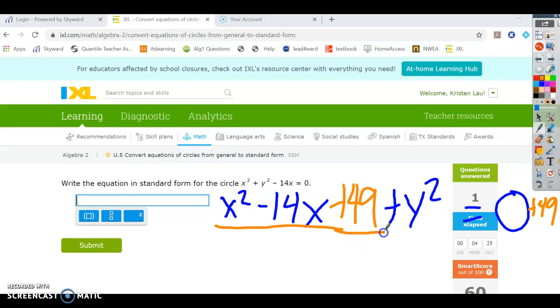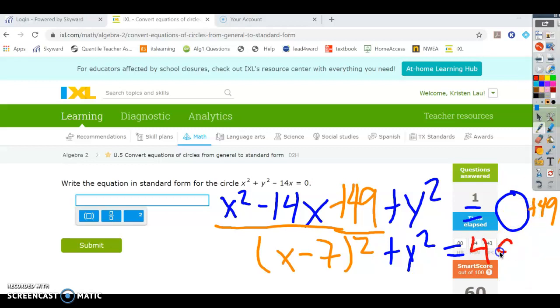So when I factor x squared minus 14x plus 49, that's going to be x minus 7 squared. And then I didn't do anything to the y squared, so that's just plus y squared. And then I have 0 plus 49, which is 49. Okay. And now I'm just going to go back and submit my answer.